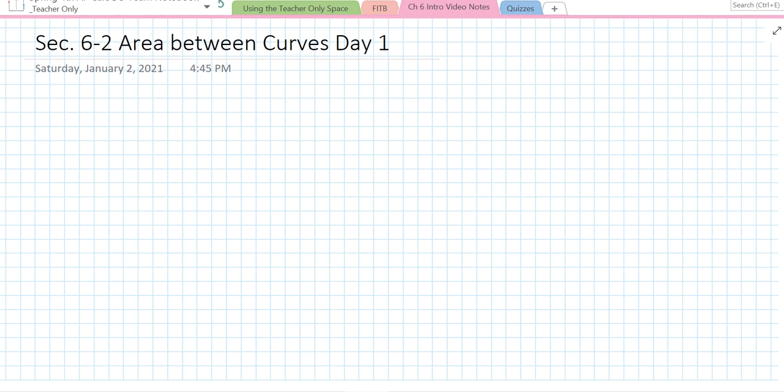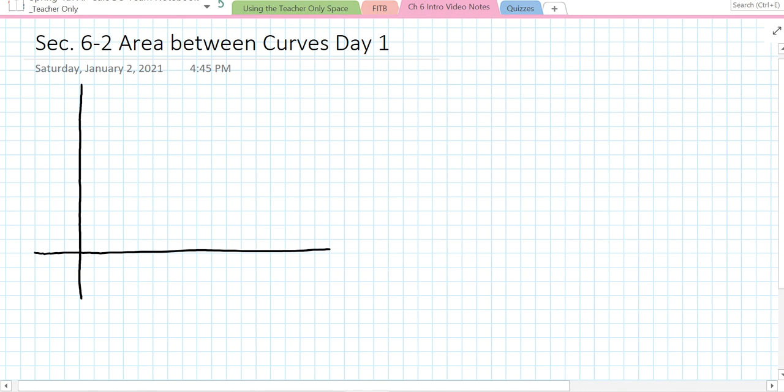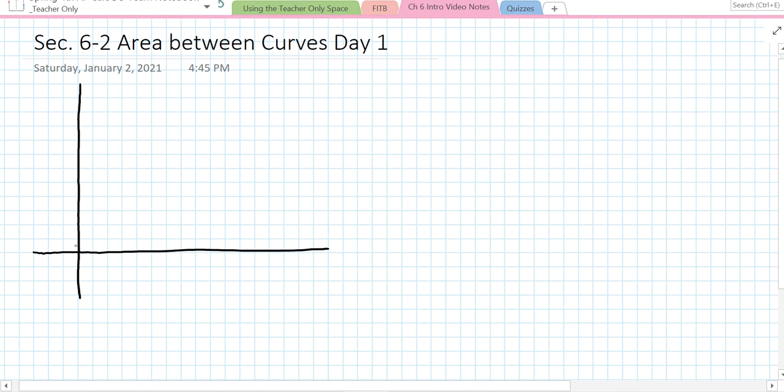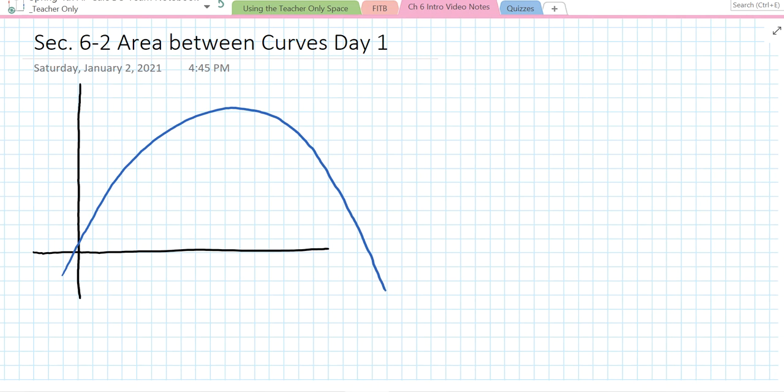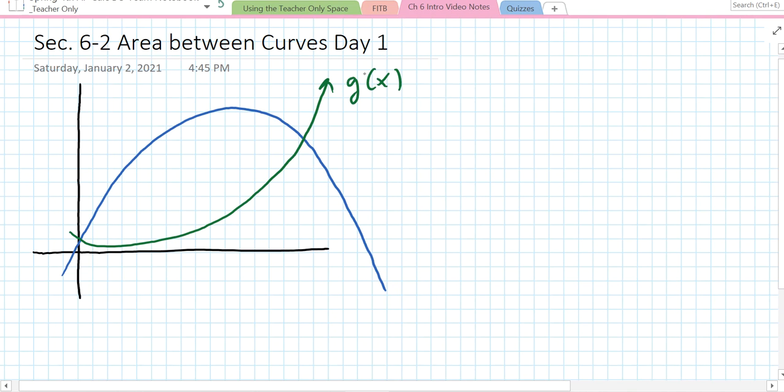So first I'm going to draw you a picture where we start with just generically what's going on. And we're going to start with the simplest case. So suppose I have some function f of x, and it's concave down. And then I have g of x, which is concave up. So this is g of x, and this is f of x.